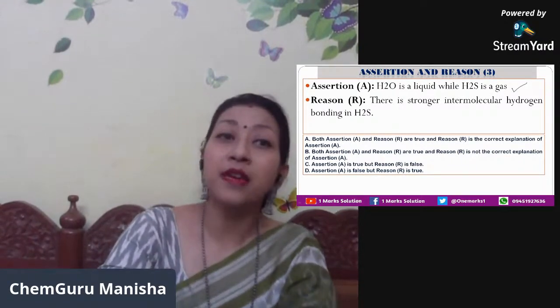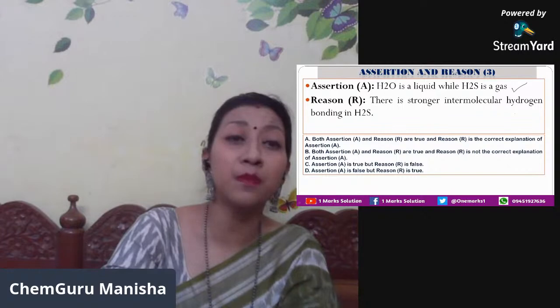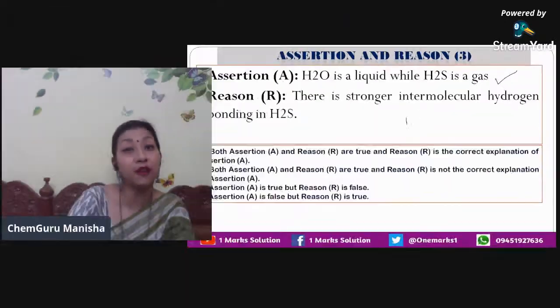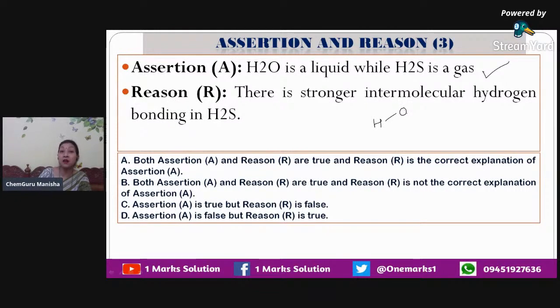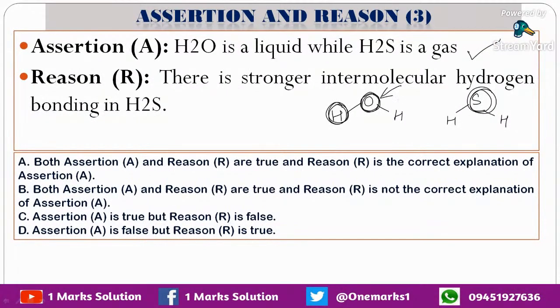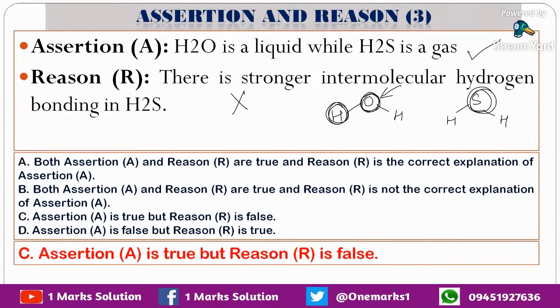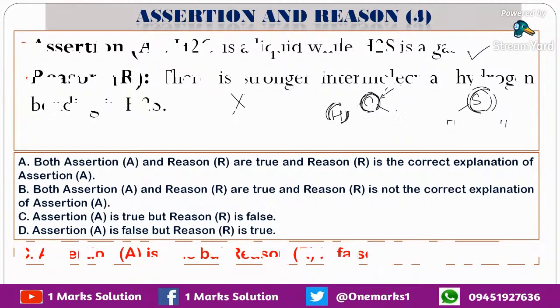But what about the reason? The reason says there is strong intermolecular hydrogen bonding in H2S. Now, what is hydrogen bonding? Hydrogen bonding occurs when there is a highly electronegative species bonding with hydrogen. Now, sulfur has less electronegativity in comparison to oxygen. So if oxygen's electronegativity is higher, oxygen's intermolecular bonding will be stronger in comparison to H2S, and that is why the reason here is false and the assertion is true. So we have A is true and reason is false.